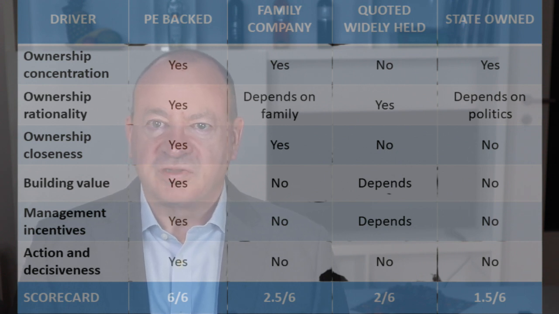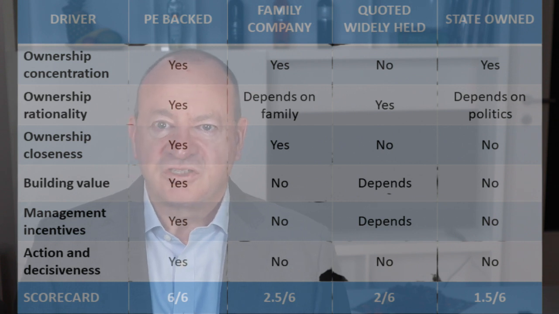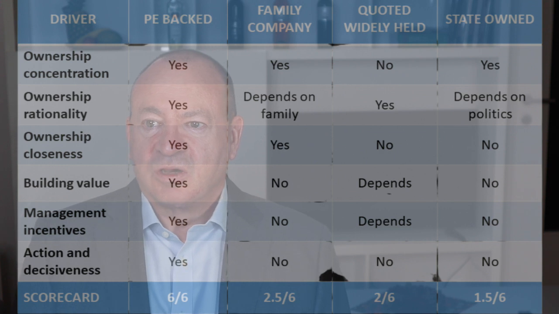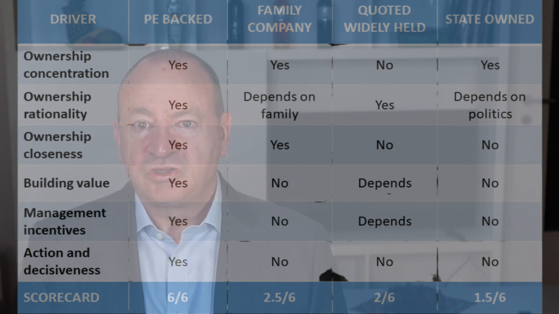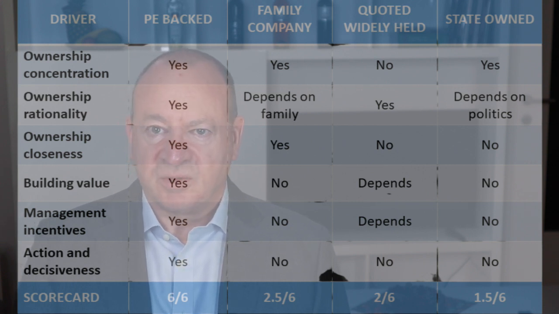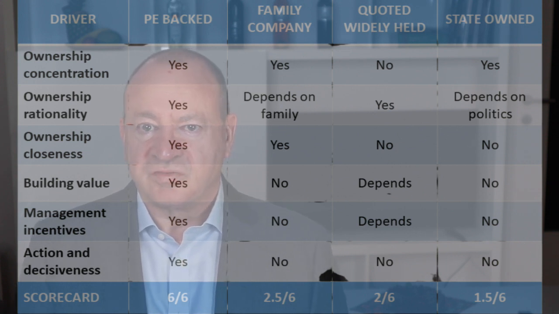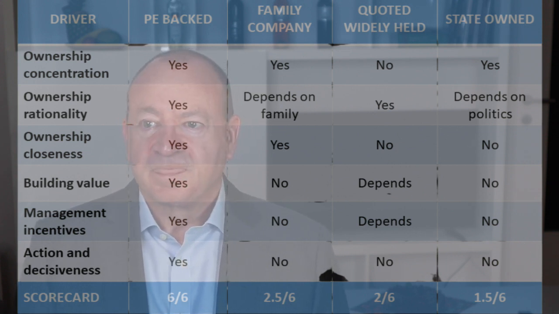Ownership closeness. In the case of private equity companies, yes, the private equity owner will be on the board and may get involved in the company in different ways. In a family company, yes, as well. The family tends to be quite close. There may be family members in the management of the company. Widely held quoted company, no, the ownership is remote. It's institutional investors who don't have much interaction with the company except maybe to come once a year to shareholder meetings or listen to a guidance phone call.